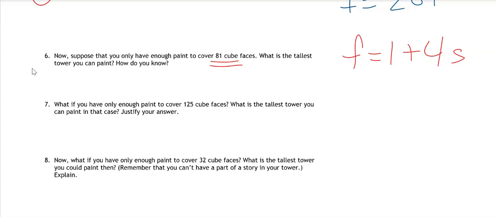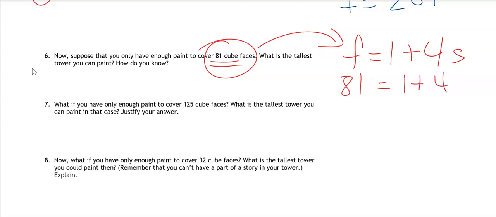Well, this one changes things considerably because now, instead of knowing how many stories we've got, we know how many cube faces we have. So we can replace that for F. So 81, the number of cube faces, equals 1 plus 4 multiplied by S. Two-step equation, easy enough to solve. Subtract 1 from both sides. That one and that one cancel each other out. We get 80 on this side equals 4 times S. And then we divide by 4.